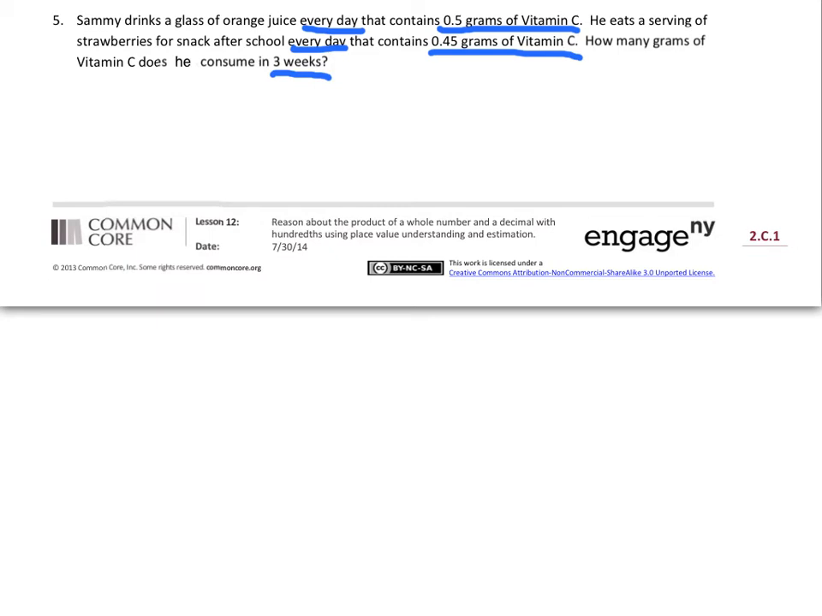So what we need to know here is how many days are there in 3 weeks. 3 weeks is equivalent to 21 days. Now we have all the information that we need. There are 2 different ways that we can solve this problem. We can add the 2 amounts of vitamin C together, the 5/10 from the orange juice and the 45/100 from the strawberries, and multiply them by 21, or we can multiply 21 by 5/10 and by 45/100. I think I'm going to show it both ways.